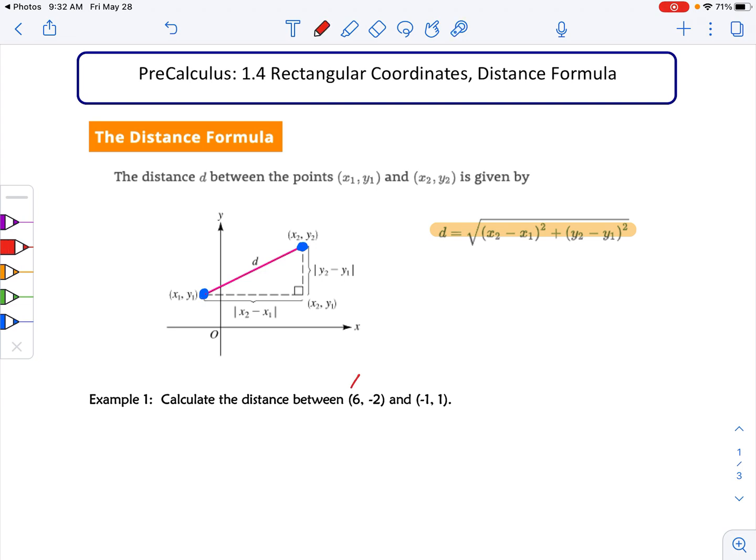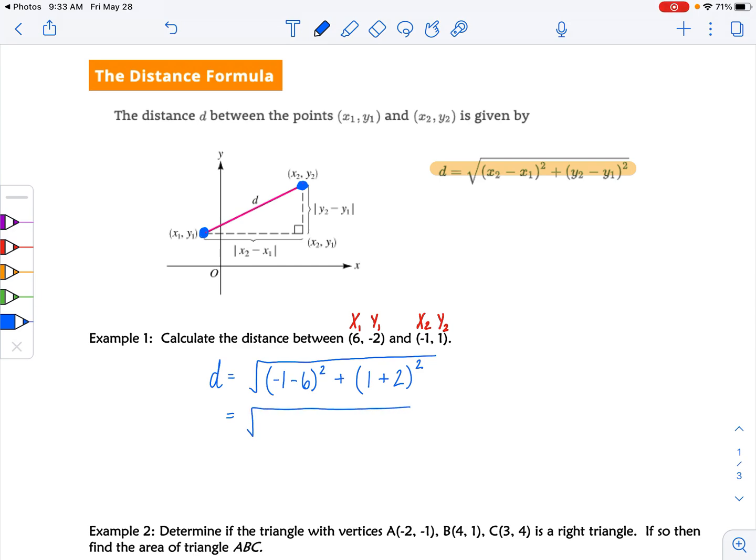What I found helpful is actually just labeling it: x1, y1, x2, y2. It does not matter which one is your first point and second point, as long as you keep them together. So let's plug in. Distance equals a big square root. x2 is -1 minus x1, square it. y2 is 1. When you subtract a negative, you add. So because I'm subtracting -2, make sure you do an addition 2.